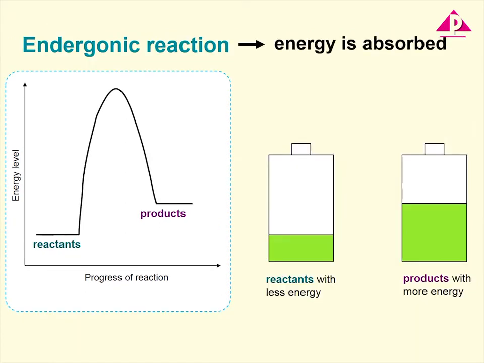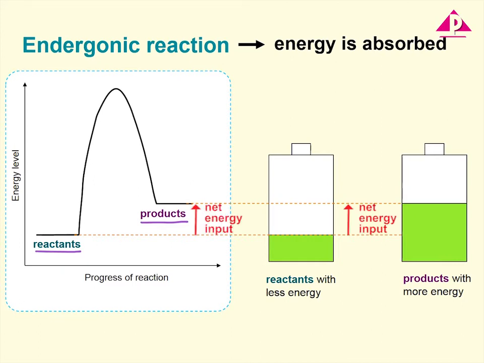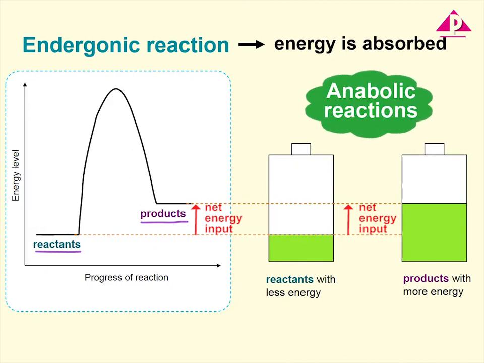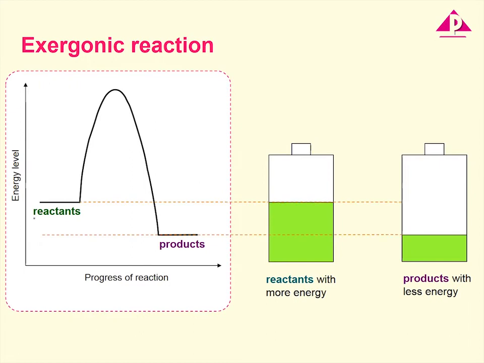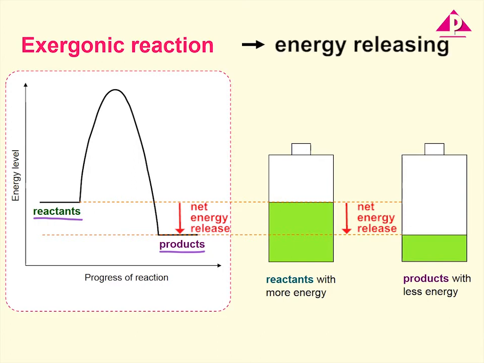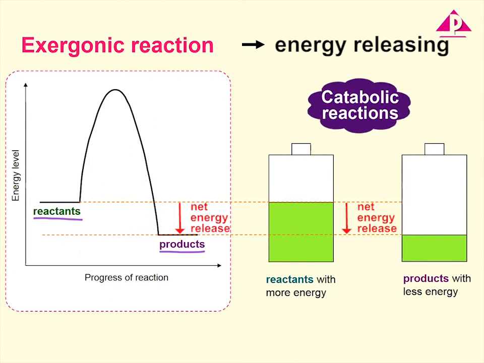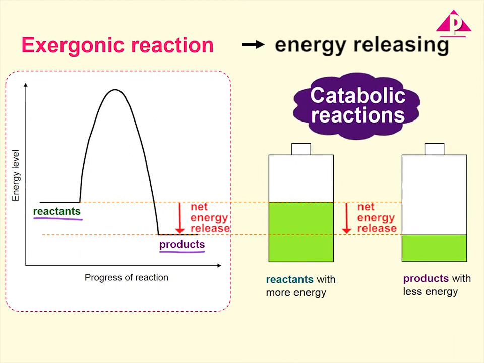Endergonic means energy absorbing. The reactants have less energy than the products, and the reaction will not proceed without a net energy input. All the anabolic reactions in our body fall into this category. On the contrary, if the reactants have more energy than the products, a net amount of energy would be released. This type of reaction is known as an exergonic reaction or energy-releasing reaction. Catabolic reactions belong to this category.